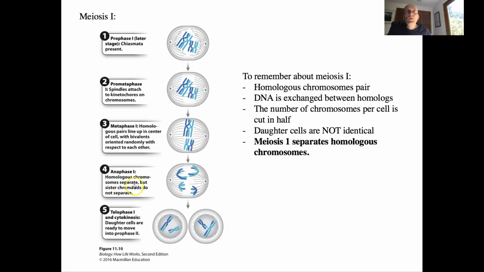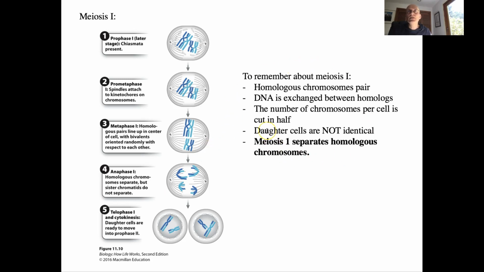And then in anaphase 1, we have the separation of the homologous chromosomes, right? And see that they still have their chromatids. So the chromatids have not been separated. This is the homologous chromosomes that are separated. And then in telophase 1, and then subsequent cytokinesis, the daughter cells are now ready to move into prophase 2. So that's the second part of meiosis.